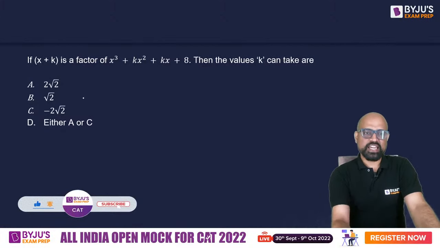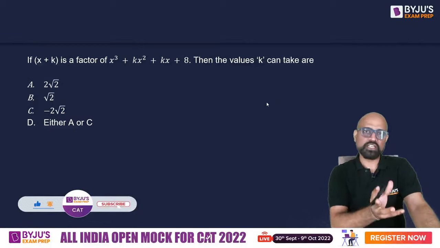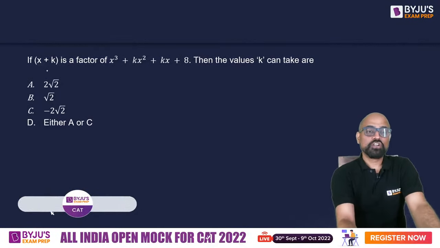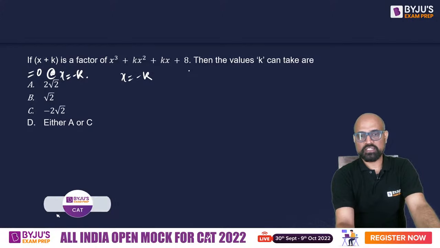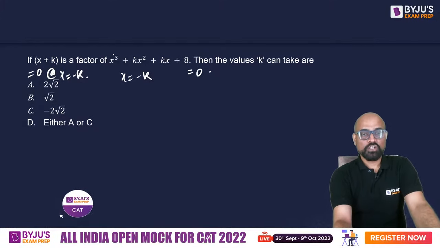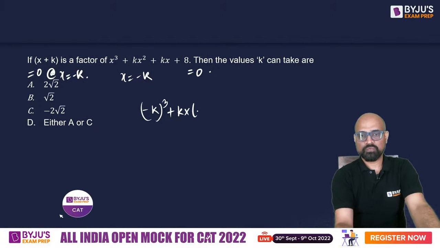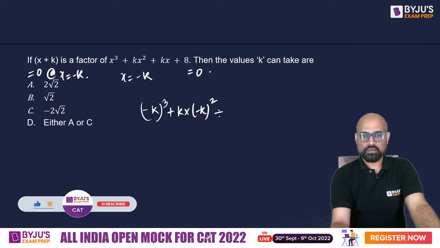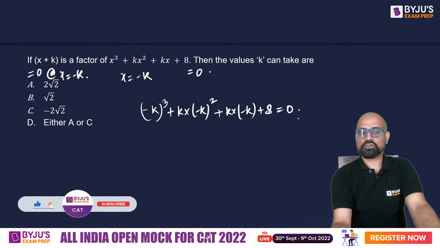Okay, next. X plus k is a factor of this. So what does this tell? Whenever you have something as a factor of a polynomial, this is going to be 0 when instead of x you put minus k. So the same thing will happen. If you put x is equal to minus k, this thing should be 0. That's what we understand by factor. So instead of x, if I put minus k, this should turn out to be 0.